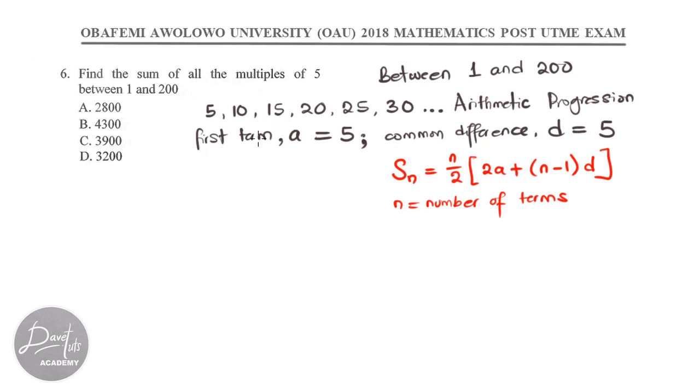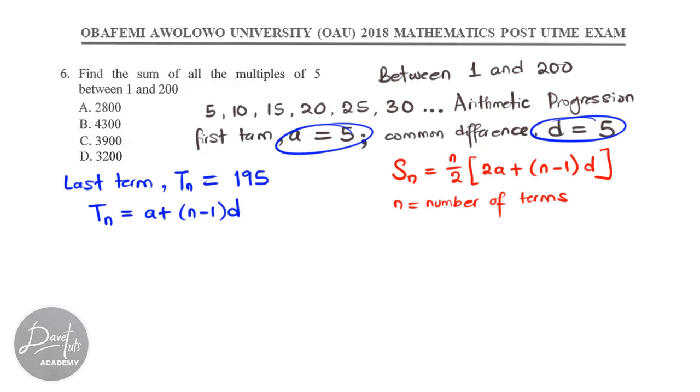Now, looking at this arithmetic progression, what is the last term for this particular scenario that we are given, between 1 and 200? The nth term is given as Tn. So for this particular case, between 1 and 200, the last term is going to be 195, because 195 is going to be the last multiple of 5 before 200. So generally, the nth term is given as a plus n minus 1 multiplied by d. And we have a, we have d. So we can substitute these values and use 195 as our nth term so that we can find the number of terms between 1 and 200.